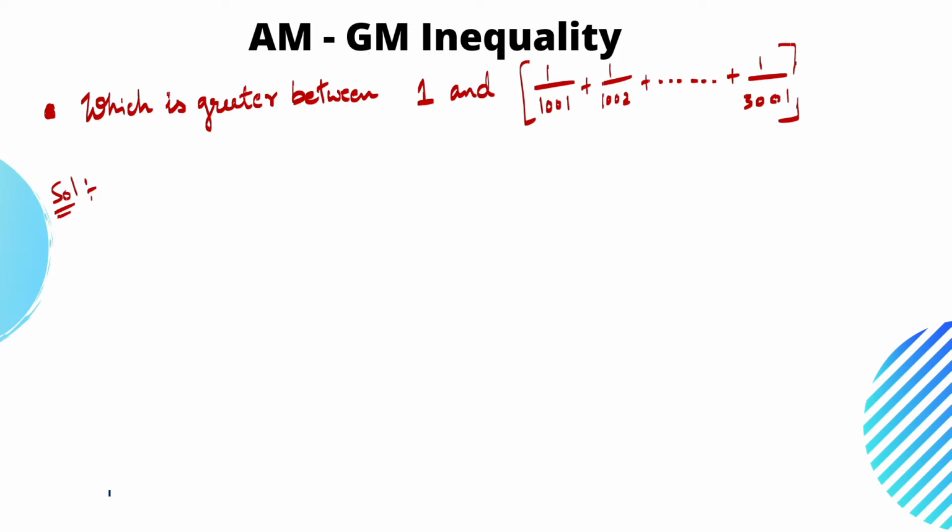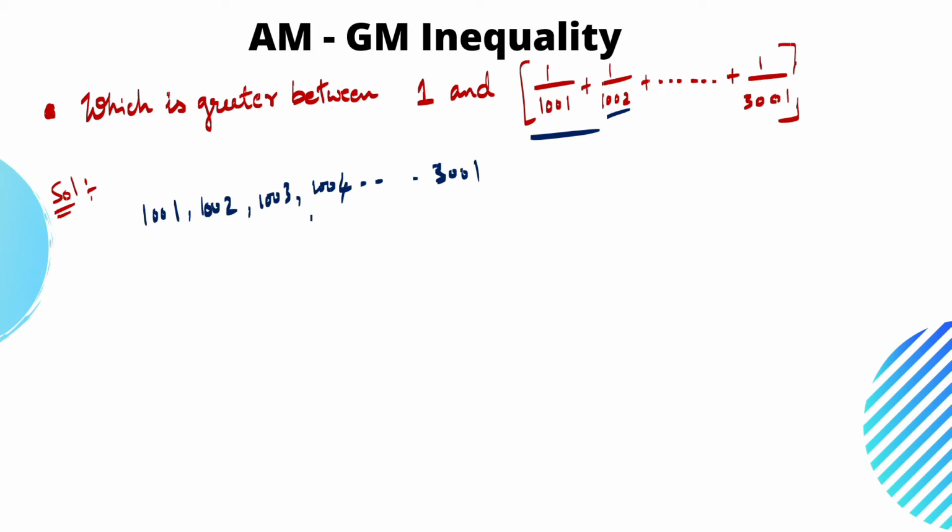Which is greater between 1 and 1 by 1001 plus 1 by 1002 and so on till 1 by 3001? So which one is greater? Now if we observe, this is the reciprocal of 1001 and this is the reciprocal of 1002. So we must use harmonic mean, right? So if we consider these numbers 1001, 1002, 1003, 1004, so on till 3001, right? If we observe these numbers, what is the harmonic mean?